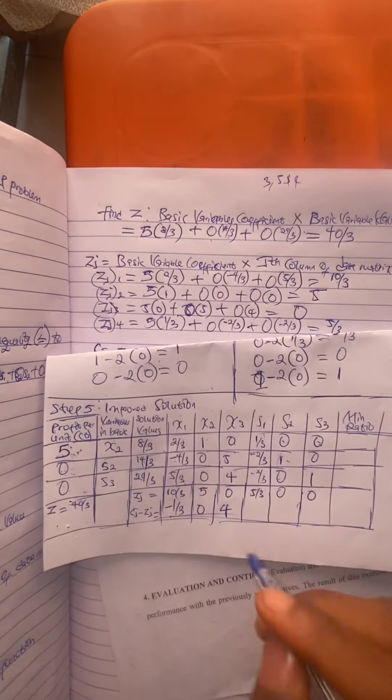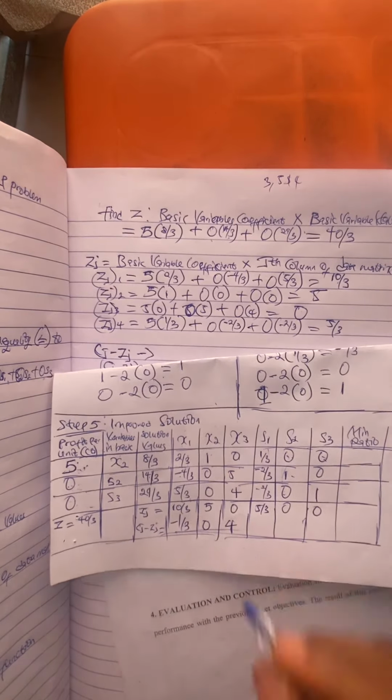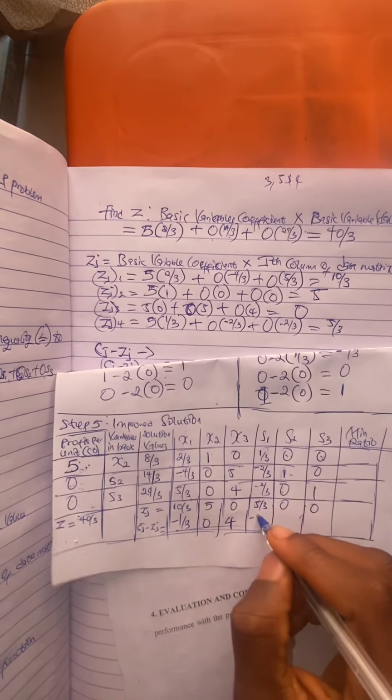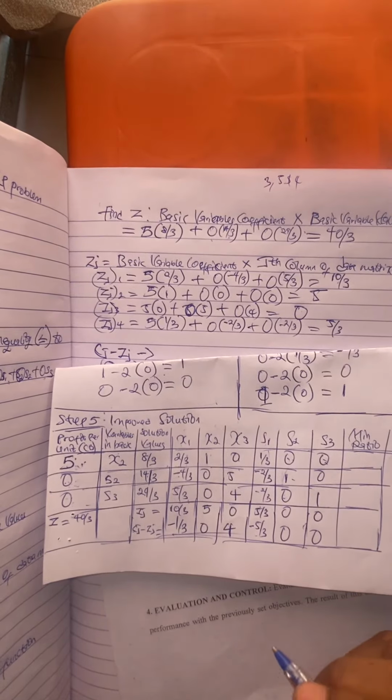Right? So I told you that the rest of the values are what? 0. So if Cj is 0, 0 minus 5 over 3 gives you minus 5 all over 3. Here will be 0 and 0. Does that make sense? Okay.